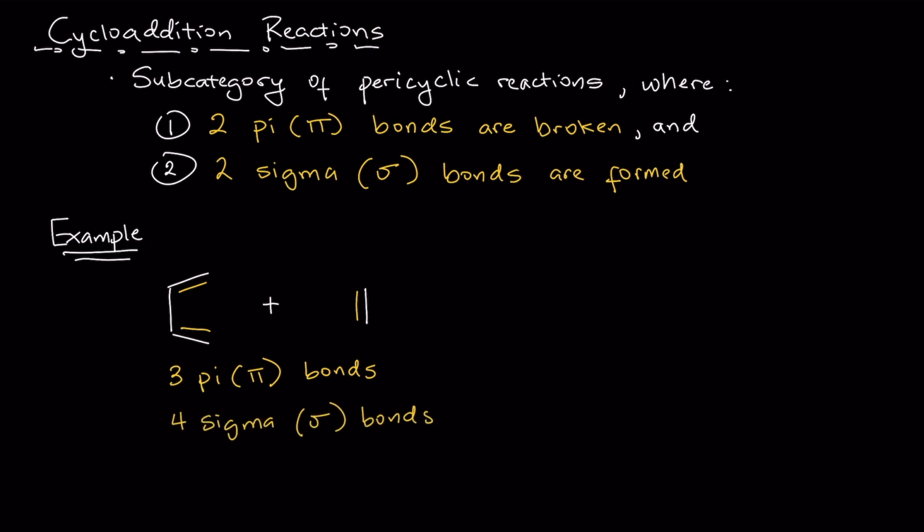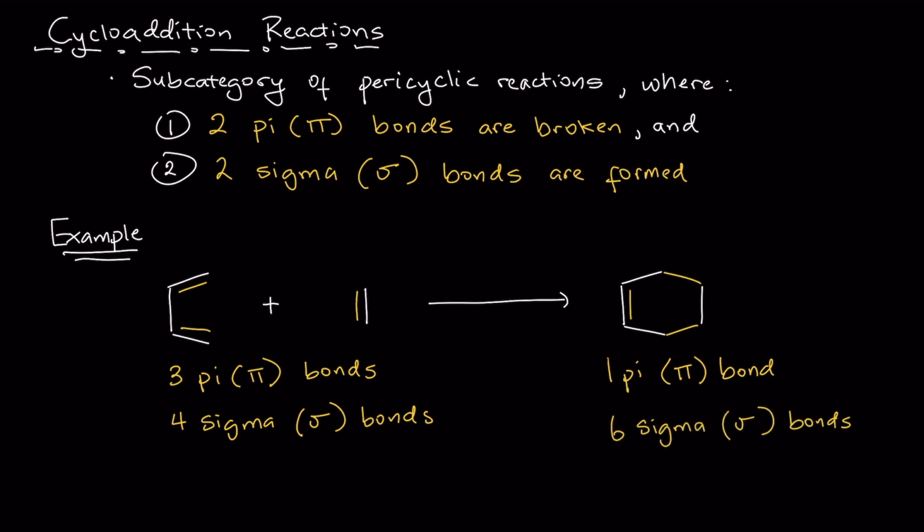and four sigma bonds on this reactant side. When the reaction occurs, this is the product that ends up being formed. I wanted to take note of the bonds that have been formed and the bonds that have been broken. You might be able to see that there is now only one pi bond in the product, which is two less than what is on the reactant side, and six sigma bonds in the product, which is two more than what we saw on the reactant side.